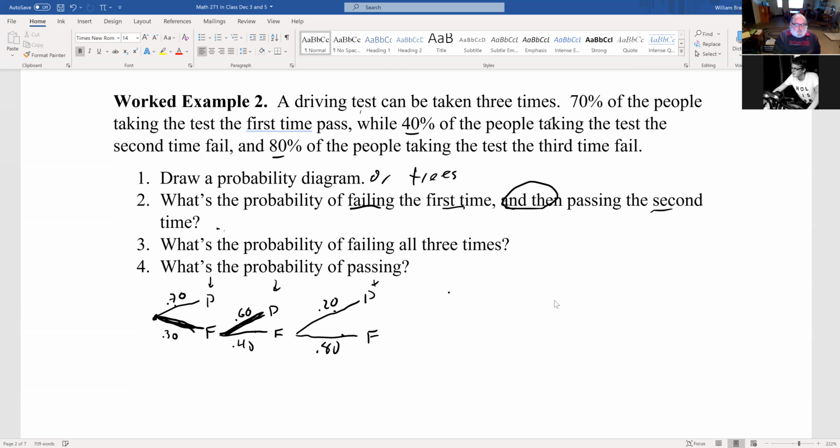So 0.3 times 0.6, which is 0.18. We just multiply the probabilities together to get the probability of that path. What's the probability of failing all 3 times? Well, that's this path through the tree, fail, fail, fail. And so that'll be 0.3 times 0.4 times 0.8, which is 0.096.